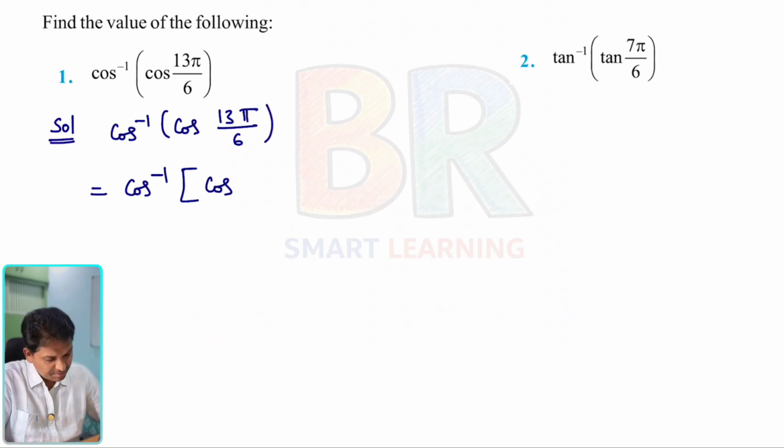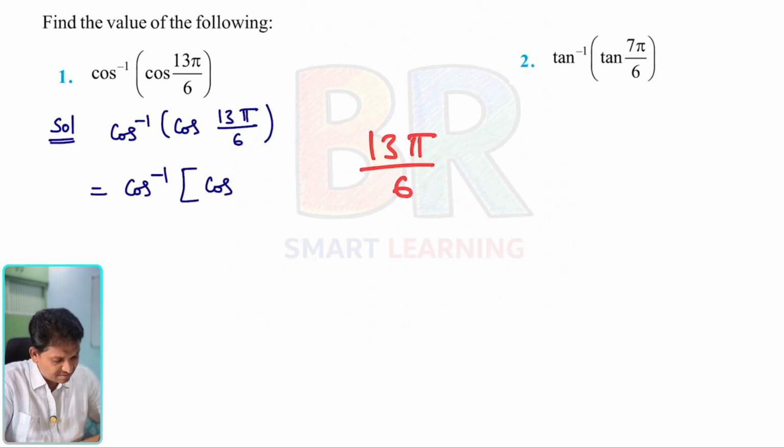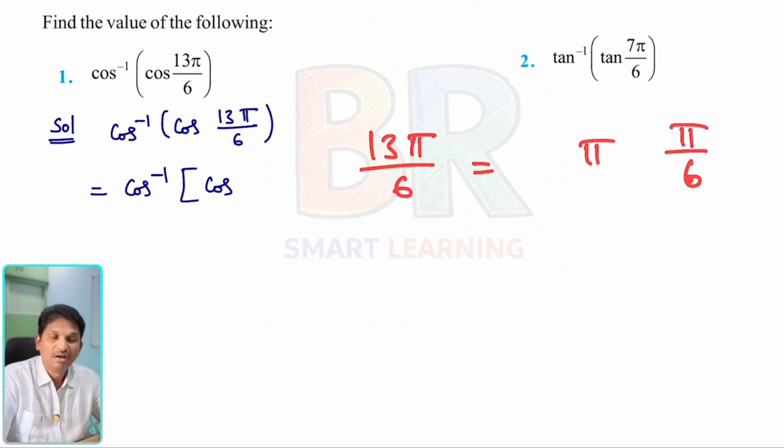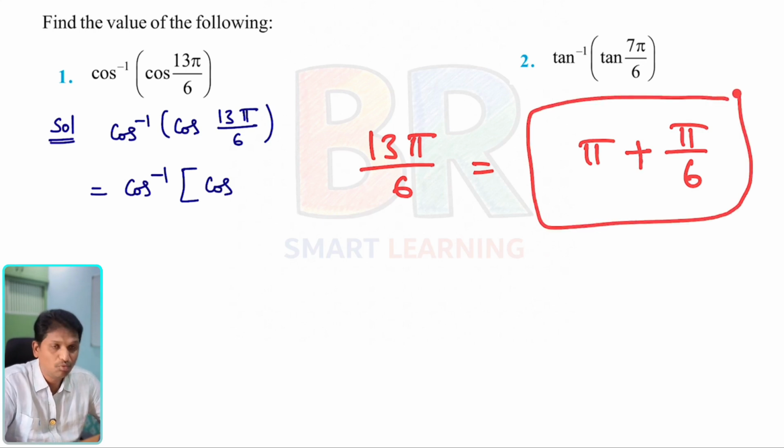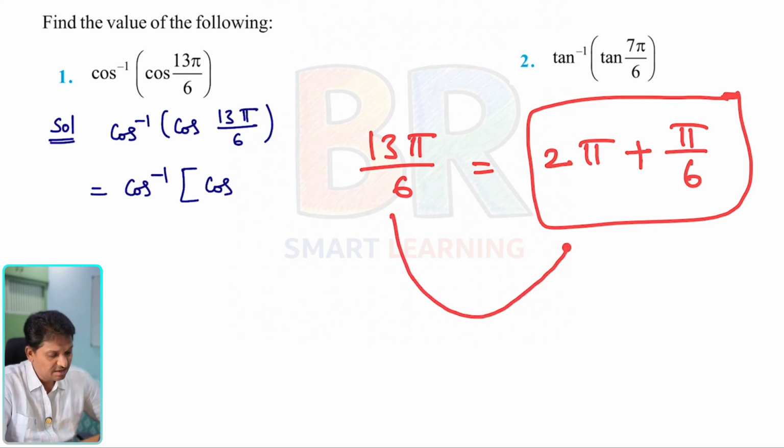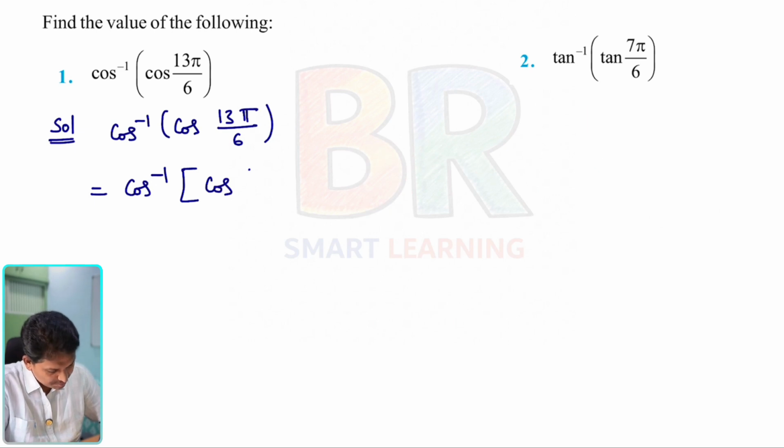Here 13 pi by 6 is there. I write pi by 6, and now I'll keep a plus symbol here. I'll check when I'll get 13 pi by 6. If I simplify this, you will get 7 pi by 6. But I need to get 13 pi by 6. For that, I'll write 2 here. Now you see, 12 pi plus pi, 13 pi by 6. So you got an idea that 13 pi by 6 can be written as 2 pi plus pi by 6. Hope these things are clear to you.